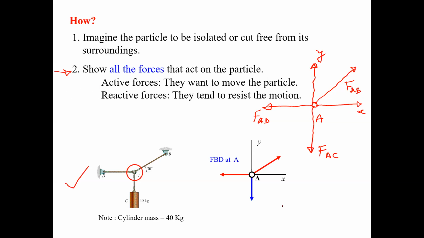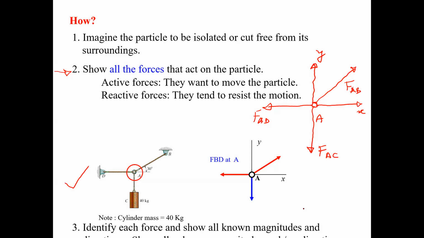Now, there are some active forces, there are some reactive forces, right? Active forces, they want to move the particle. Reactive forces, they tend to resist the motion, right? So in this system, FAC is the active force, right? Because the cylinder is hanging down. So it's creating a tension in cable AC and in the whole system, right? So it's trying to move the particle, right? And then what are the reactive forces? FAB and FAD are the reactive forces, right? So we are done with the second step.